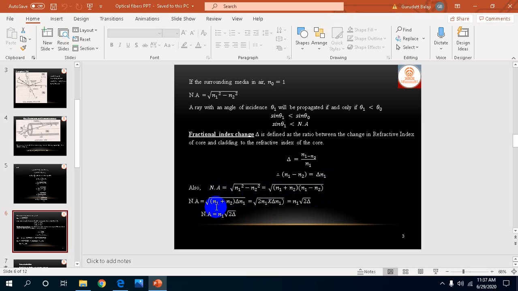So you will get root of N1 plus N2 into delta N1, which is nothing but N1 square root of 2 delta. Therefore, NA is equal to N1 times root of 2 delta. So this is the expression for the numerical aperture and the relation between fractional index change and the numerical aperture.